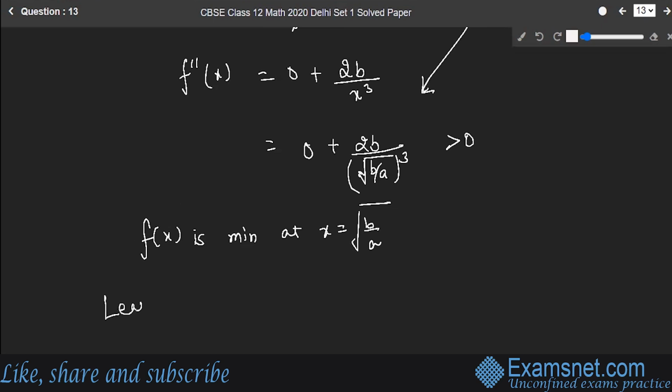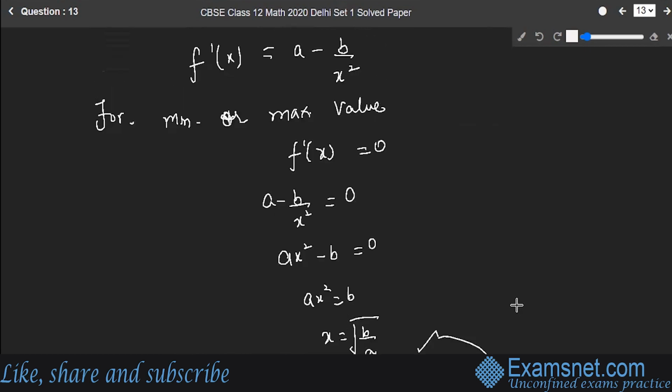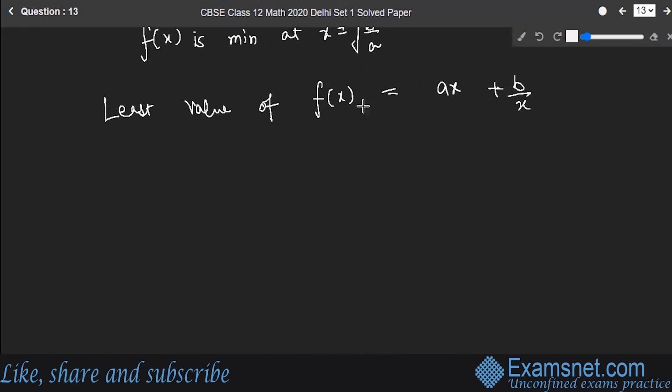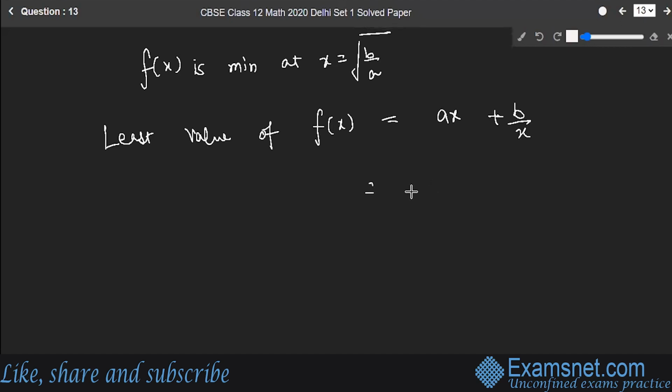And what is the least value of f(x)? What was the function f(x)? It was ax + b/x. Yes. So at x = √(b/a), this value is equal to a·√(b/a) + b/√(b/a).